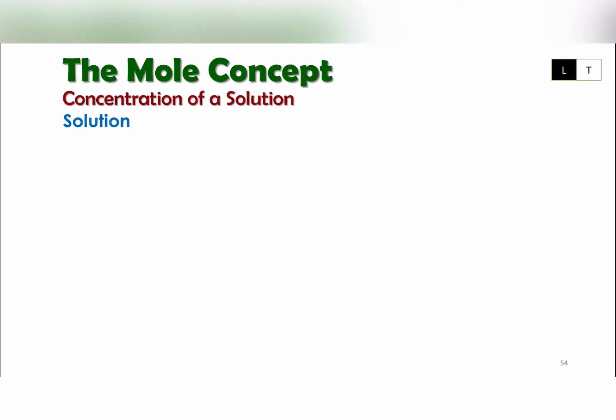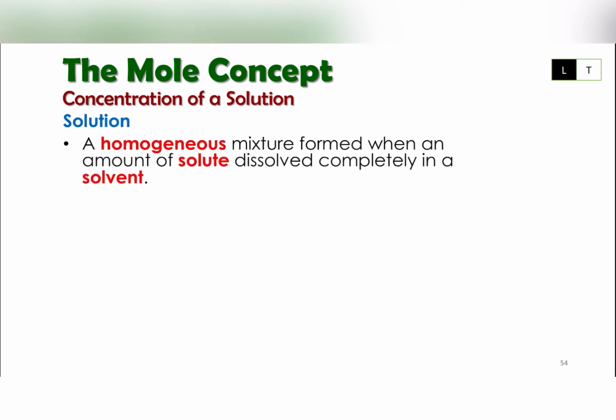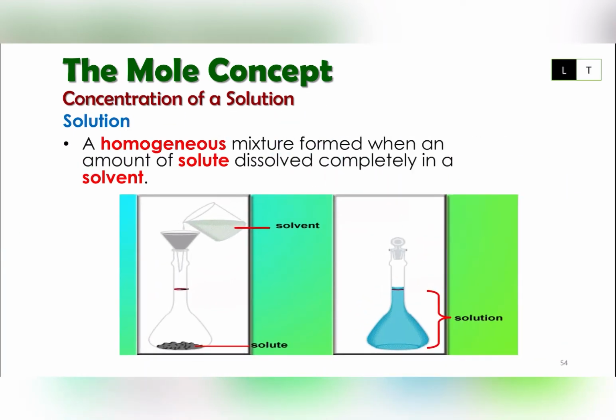Let's focus on solution first. A solution is a homogeneous mixture formed when an amount of solute dissolves completely in a solvent. You can see from this picture, I have my liquid here as my solvent. Usually we use water, and we have a few solutes here. They can be in solid or liquid phase, and I dissolve both of them completely to form a homogeneous mixture. So the solution is in one layer, a homogeneous mixture.